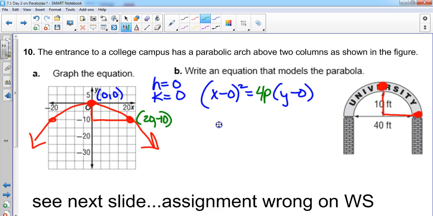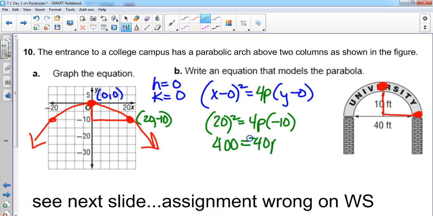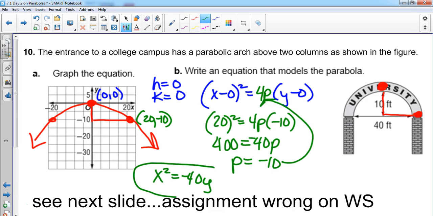So to double check that I have P right, I'm going to put that point in. 20 minus 0 squared equals 4P times negative 10 minus 0. That's 400. This is negative 40P, so P is what? So when we plug it back in here, we do indeed get x squared equals negative 40y, just like Ben said. So apparently this is the focal point right here, but they didn't really tell us that, so we double checked, triple checked. Okay?